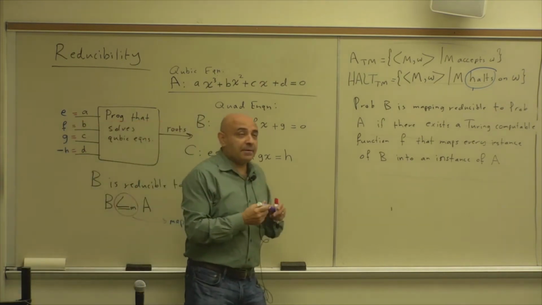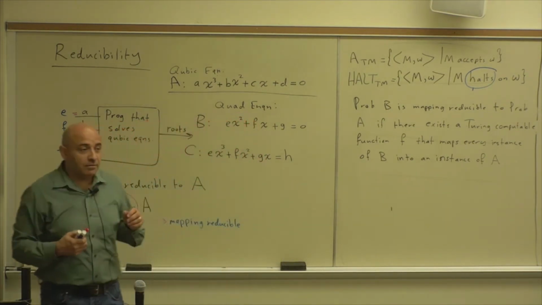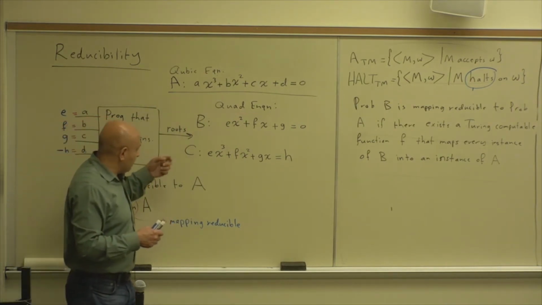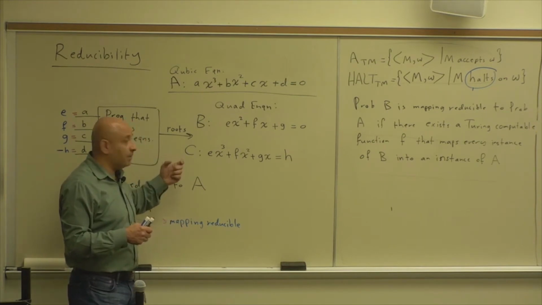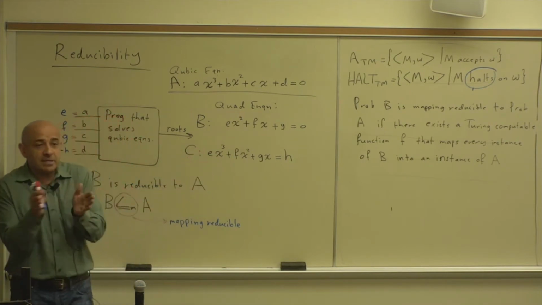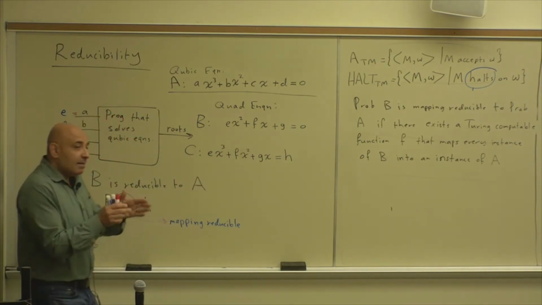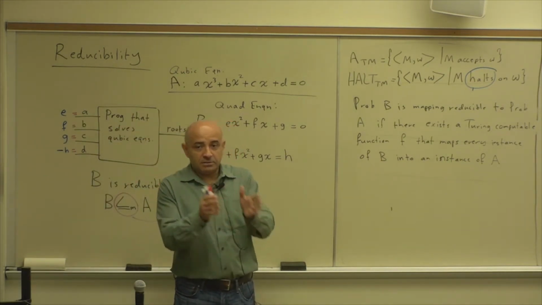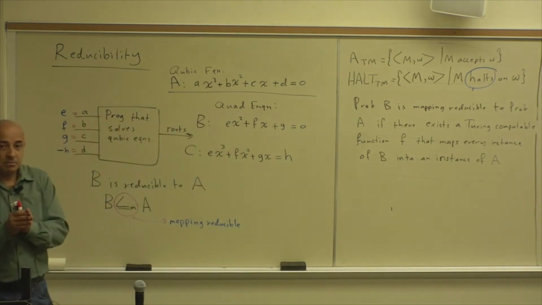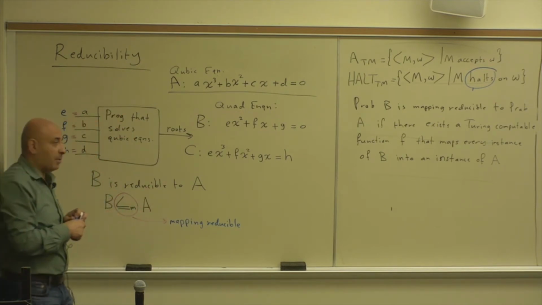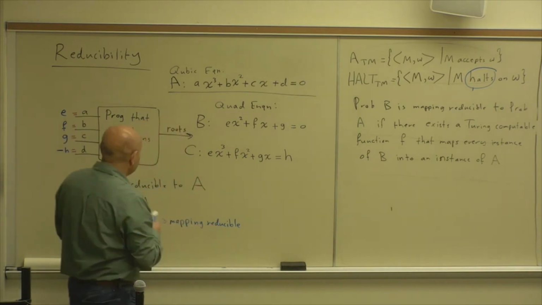Basically, what we needed to do in order to convert an instance of C into an instance of A is a very simple procedure, or a very simple mapping function. Why? Because they're very similar. So the more similar the two problems are, the less work you will have to do in order to convert an instance of one to an instance of the other. Less similar, you'll have to do more work in order to convert one instance of a problem into an instance of the other.